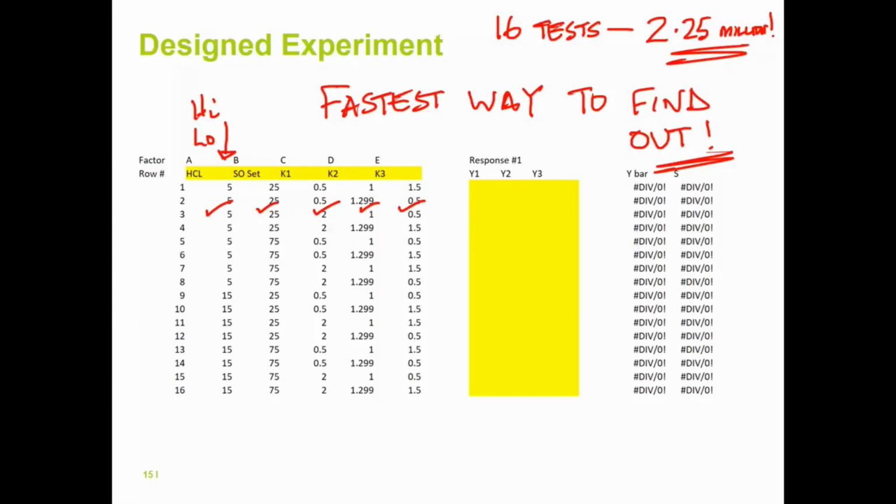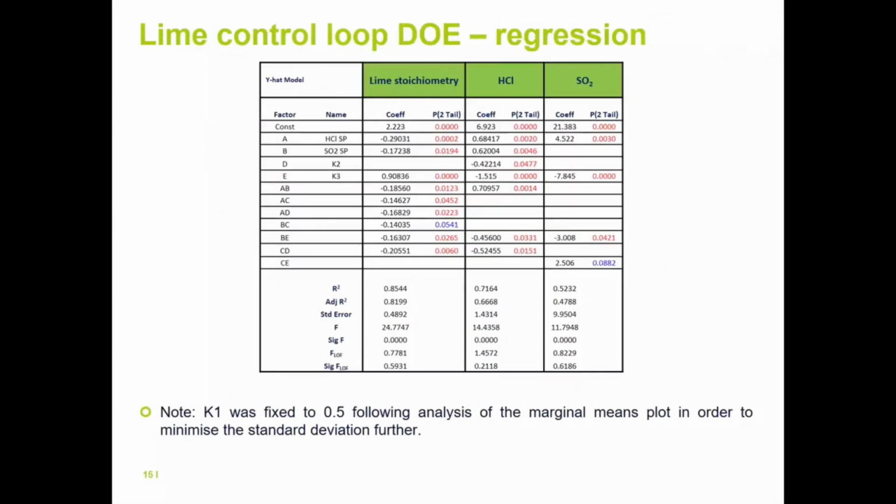So let's have a look what the DOE is going to tell us. And obviously we're going to have, by the way, the yellow space here. This is where the test data goes. Obviously, we're going to have three of these. We're going to have the stoichiometry, we're going to have the HCl, and we're going to have the SO2. So there are going to be these tables, there's going to be times 3 sets of data, and then we're going to find the sweet spot.